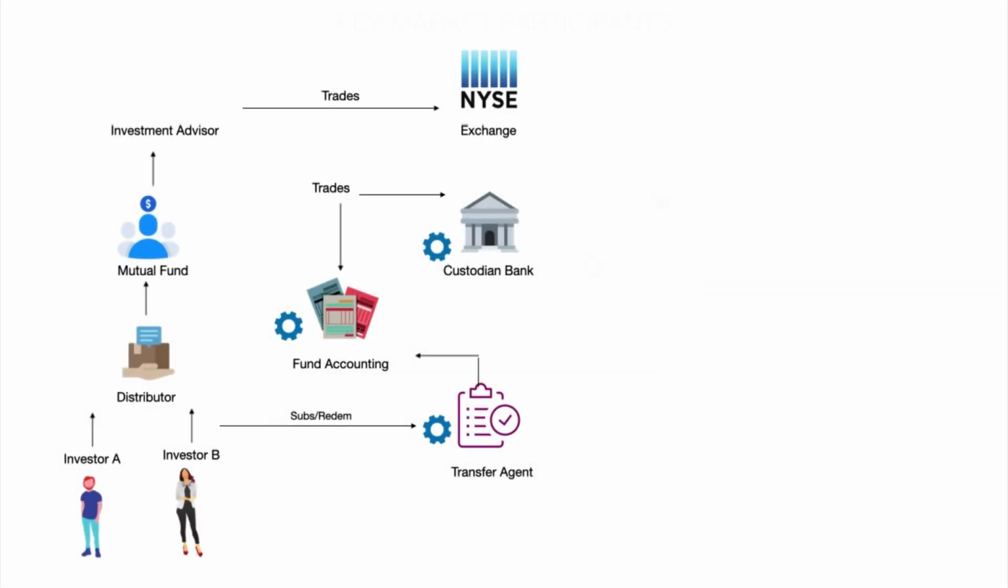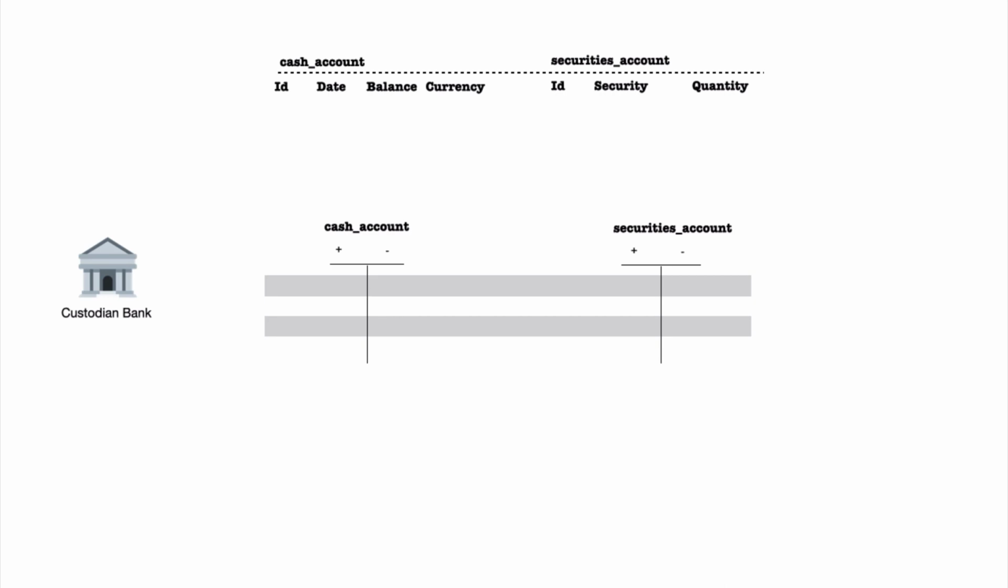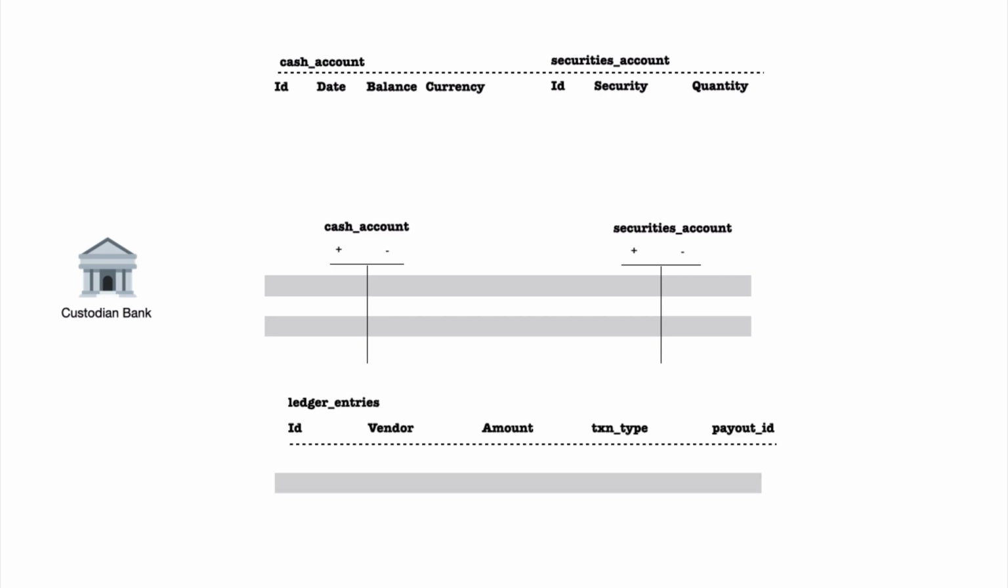Next, let's look at the key industry participants. First is a custodian bank. As the name states, a custodian bank is a bank. The custodian bank opens 2 fundamental accounts. One is the cash account, into which the $100,000 raised goes. The second is a securities account, into which the securities the investment advisor purchases go.